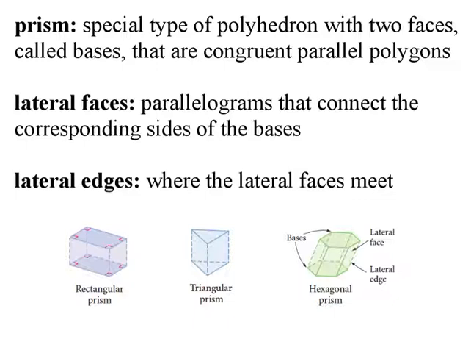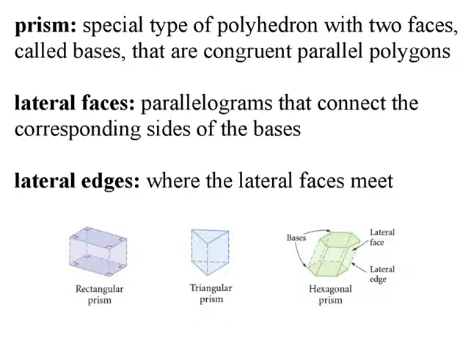So, questions about what a prism is? Any questions about how prisms are classified there? Notice you have a rectangular prism, triangular prism, hexagonal prism. Basically a prism is named by its base. So if its base was a pentagon, it'd be a pentagonal prism. Okay. So far so good? Okay.